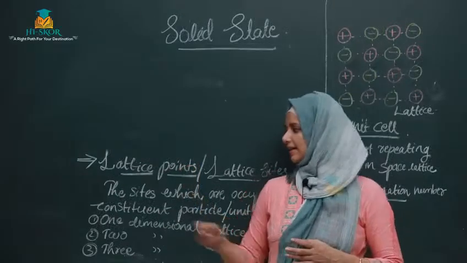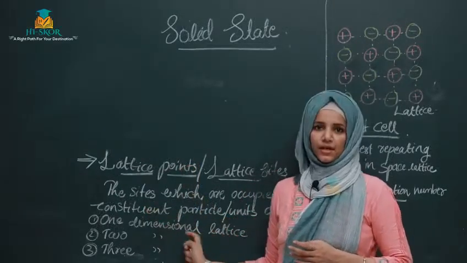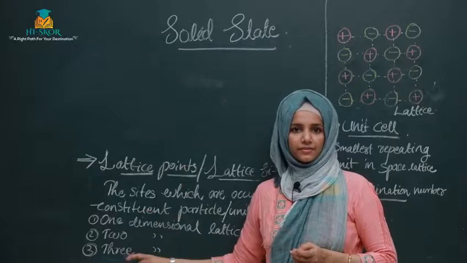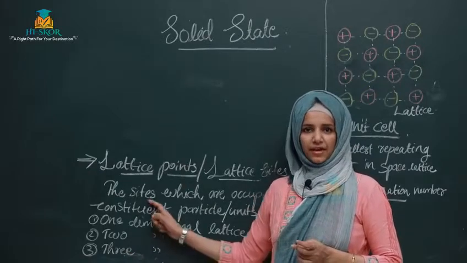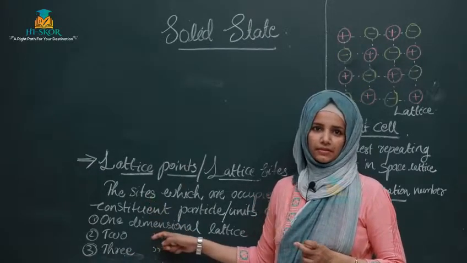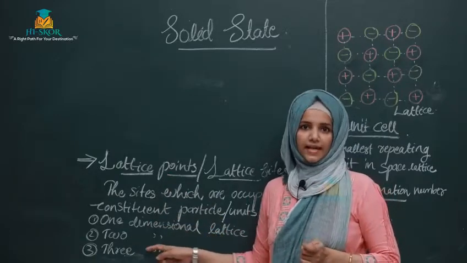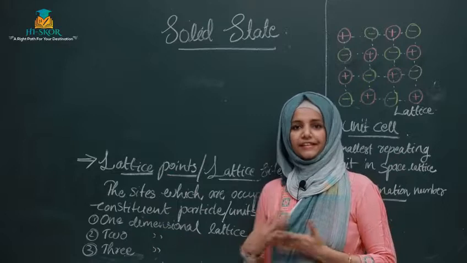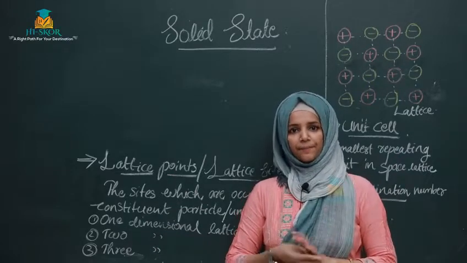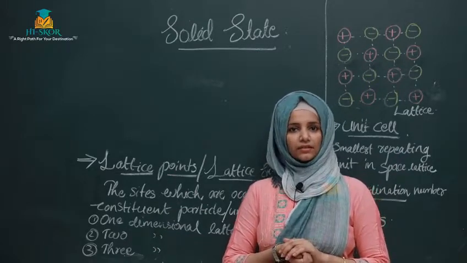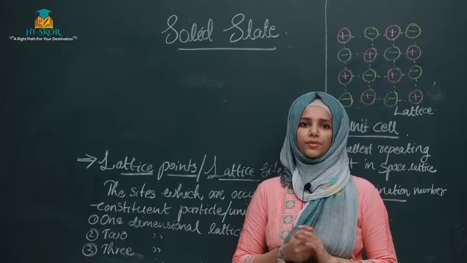We have one-dimensional lattice, two-dimensional lattice and three-dimensional lattice. The one-dimensional and two-dimensional lattices are not so important, so we are more concentrating on the three-dimensional lattice. In a three-dimensional lattice, we need three basis vectors along the three axes and the angles between them.